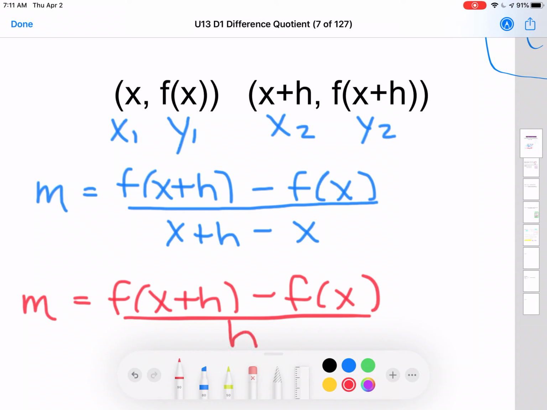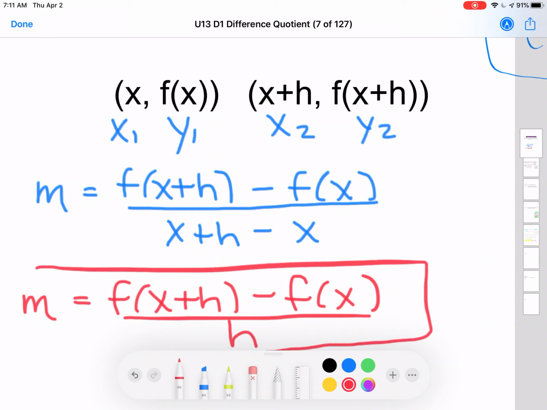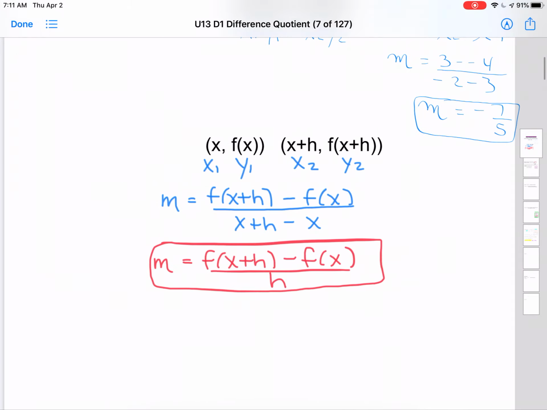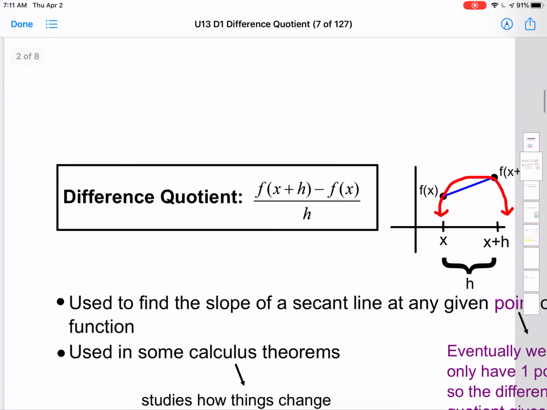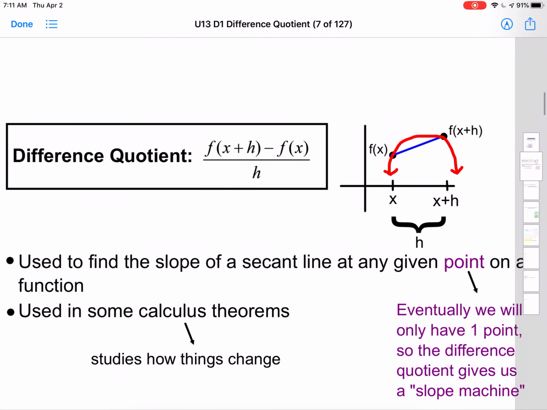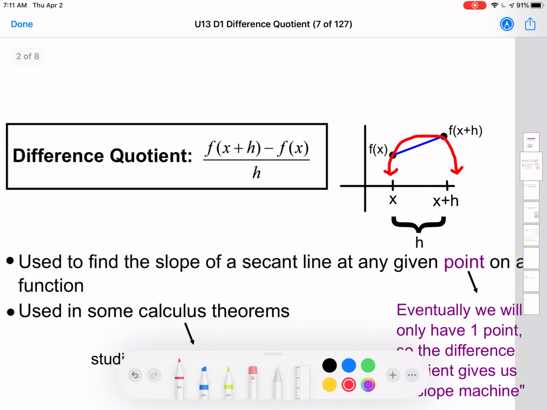And this becomes a special formula called the difference quotient. And now I'll show you on a graph what's going on here. And you do have to try and memorize that. Okay, so the difference quotient. So like I was saying before, let me just grab a little highlighter.